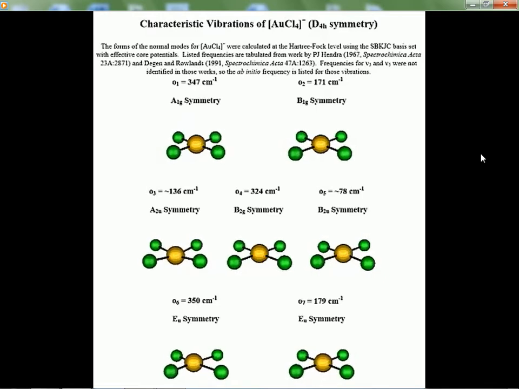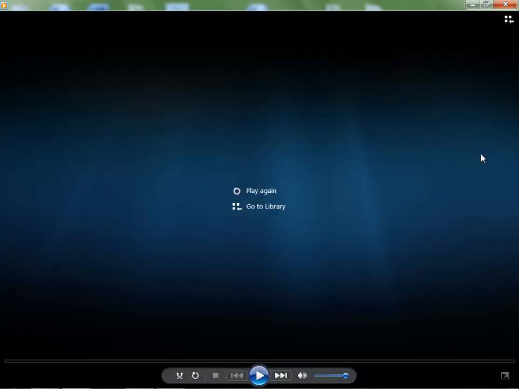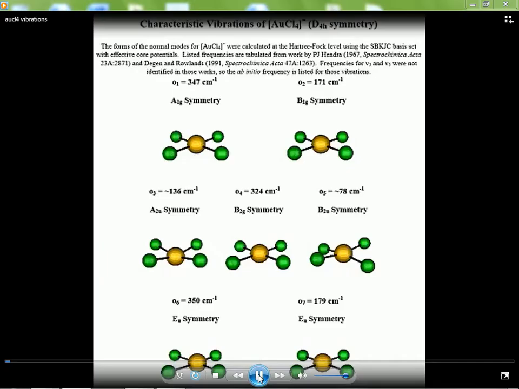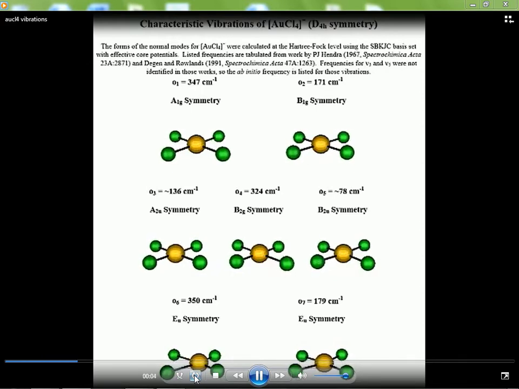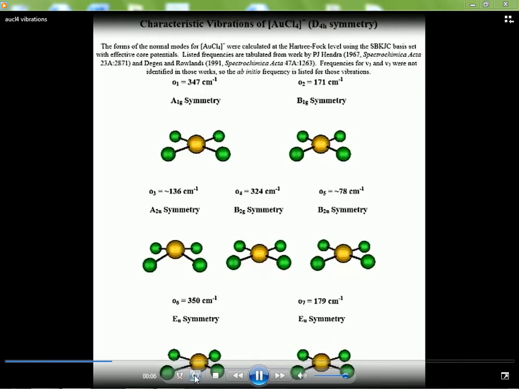Okay. Do we agree with this one? What do you say about the top one? All right, we all agree with the top one. IR active. Inactive. IR inactive. IR active? Inactive.